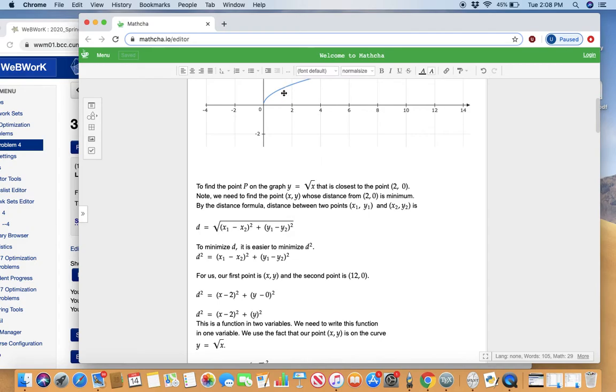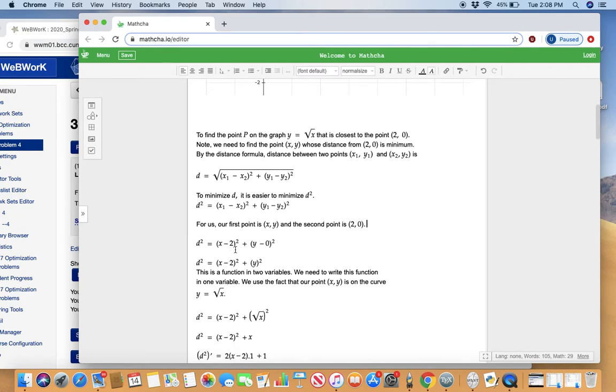Our points are (x, y) somewhere here, and the second point is (2, 0). So d squared is (x minus 2) quantity squared plus (y minus 0) quantity squared, which gives me (x minus 2) quantity squared plus y squared. I want to minimize this function, but notice I have two variables here. It's ideal if you can replace one of the variables. So y is square root x, we already know that.